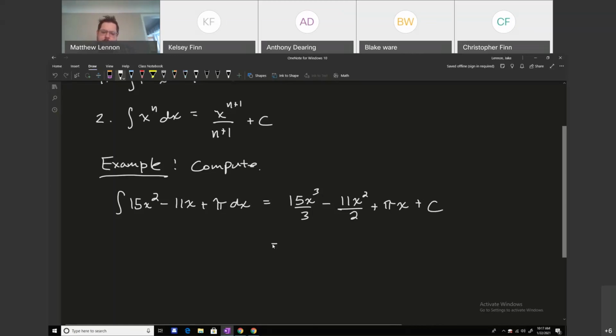And we can do maybe one simplification. 15 over 3 is 5, so we have 5x cubed. You could call this 5.5 if you wanted, but I'm just going to leave it as 11 over 2. And that would be our answer. So that's it really for that example. That pretty much single-handedly allowed us to find the antiderivative of any polynomial.